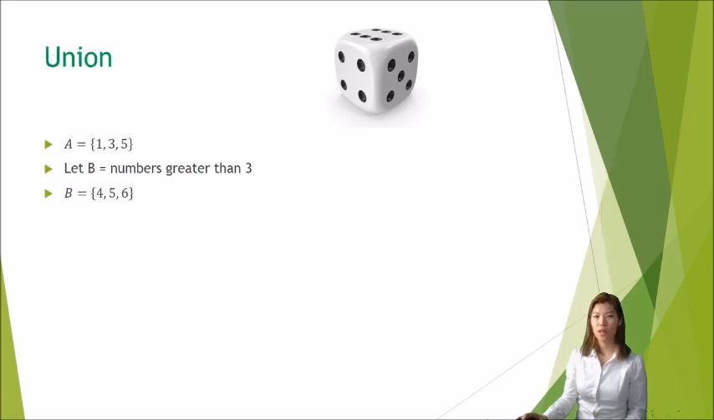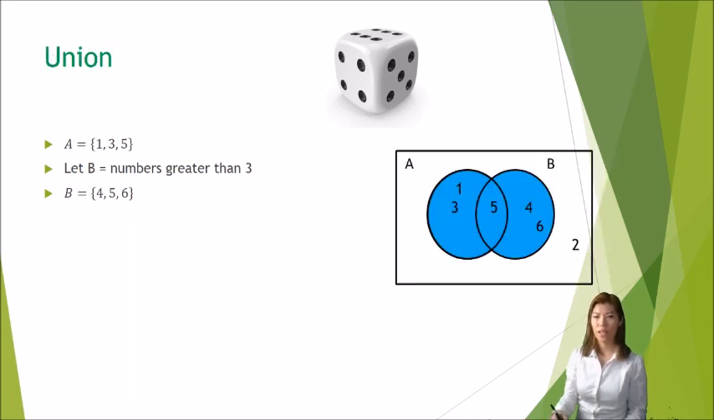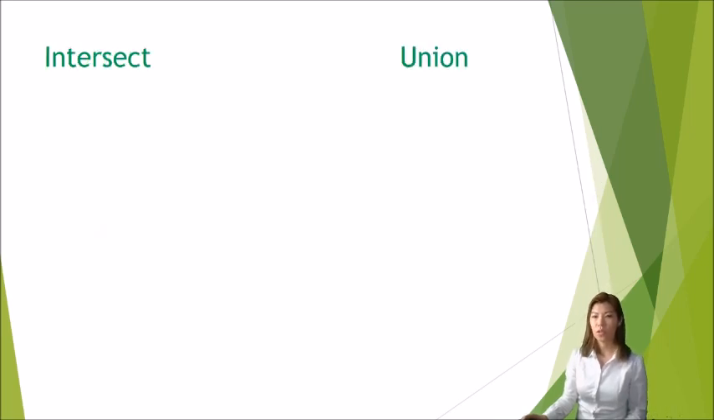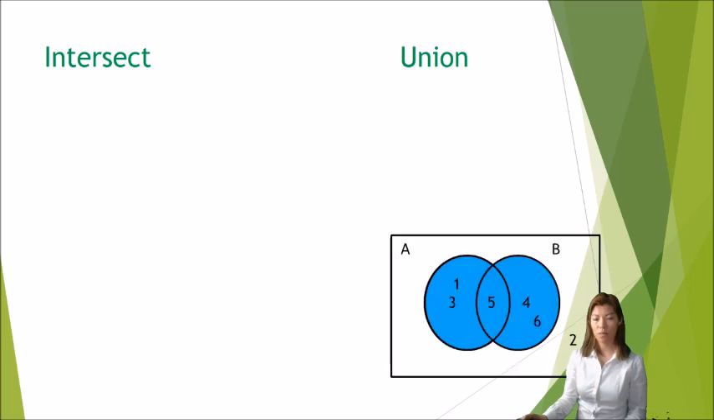Let's look at the word union. If we look at all the numbers that were in A or B, then we say that we're looking at the union, and it's symbolized by this little symbol that looks like a U. So the union of A and B is 1, 3, 5, 6, 4, and 6. All the numbers that are in either A or B. So to summarize, make sure that you remember these two words.